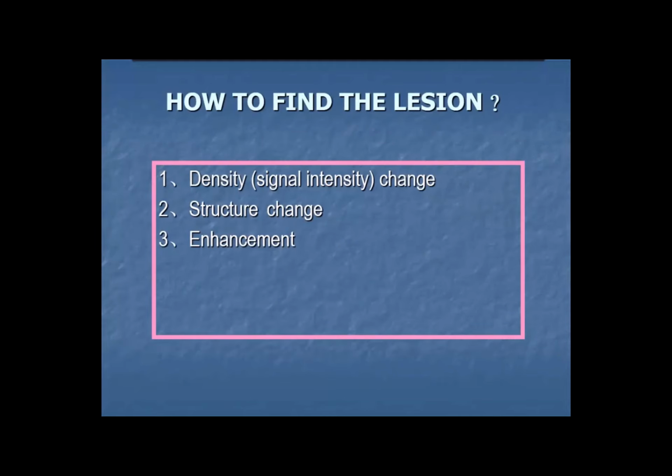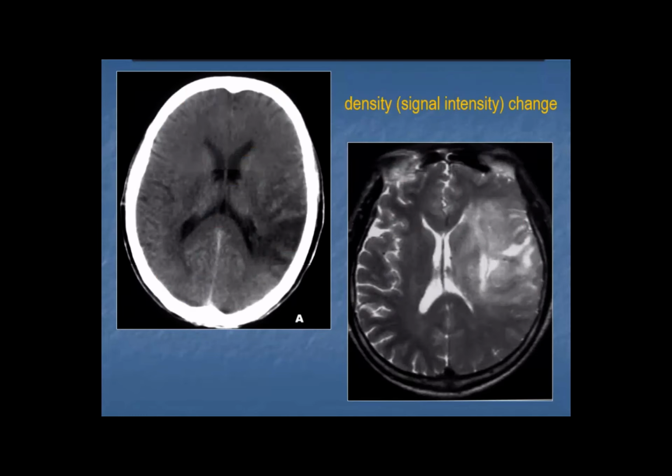The disease diagnosis. How to find a lesion? First, density or signal intensity change, structure change, and enhancement. This is a lesion on a CT image. We can find the density change. It is darker than the normal brain tissue. And here is a T2 weighted image. We can find the signal intensity change. This area is hyperintensity.